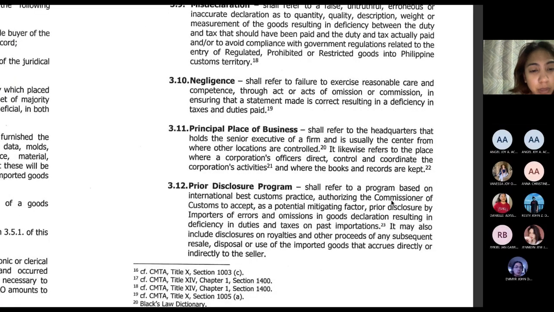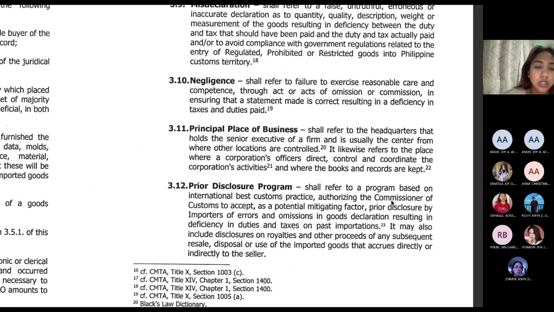3.11 Principal place of business. This shall refer to the headquarters that holds the senior executive of a firm and is usually the center from where other locations are controlled. It likewise refers to the place where a corporation's officers direct, control, and coordinate the corporation's activities and where the books and records are kept.